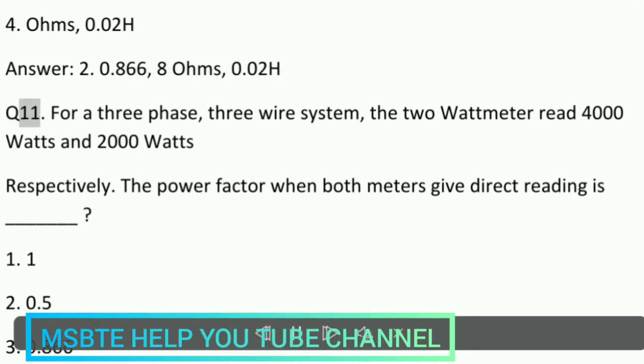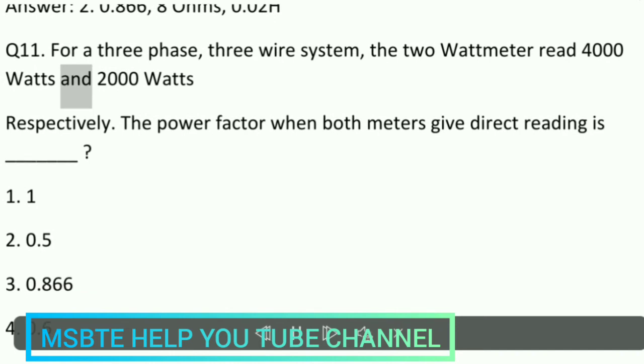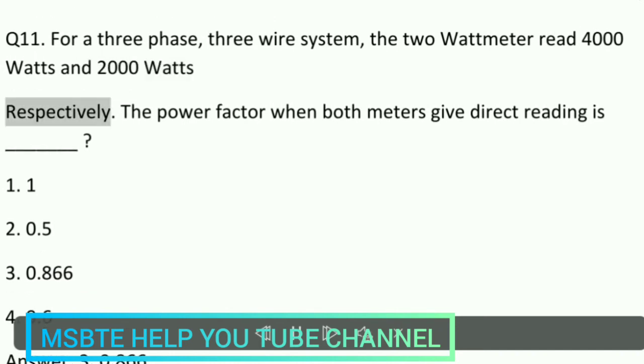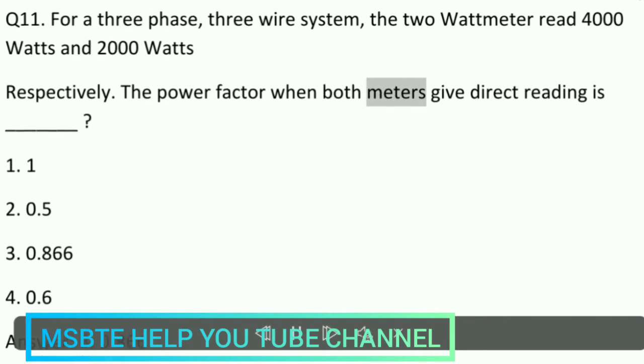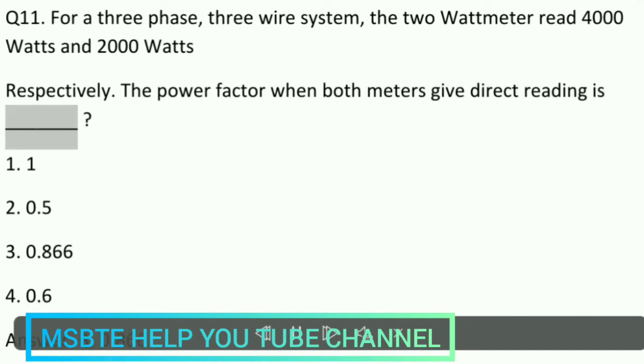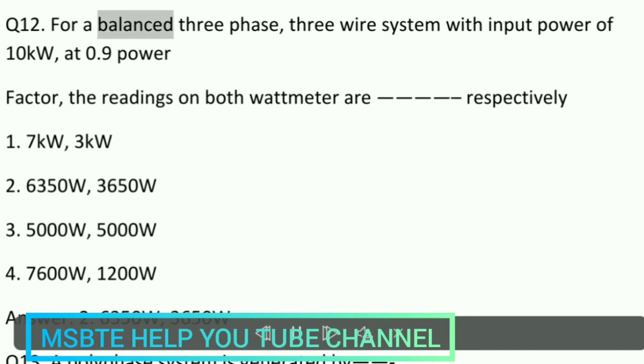Q11. For a three-phase, three-wire system, the two wattmeters read 4000 watts and 2000 watts, respectively. The power factor when both meters give direct reading is: 1. 1. 2. 0.5. 3. 0.866. 4. 0.6. Answer: 3. 0.866.